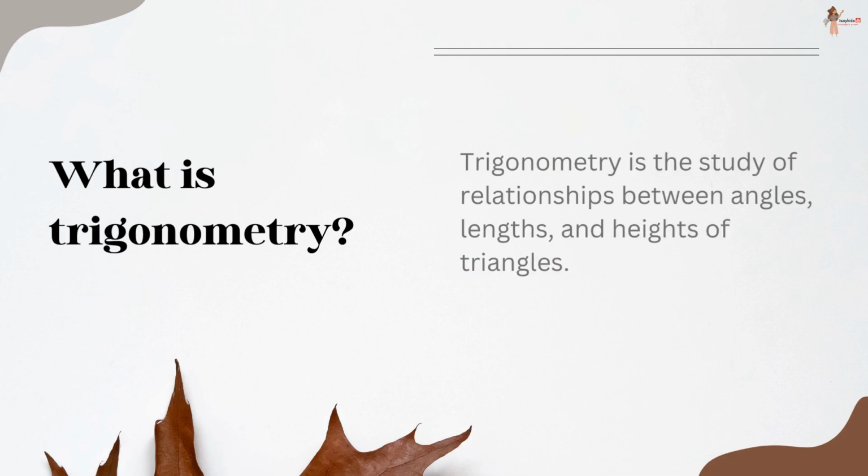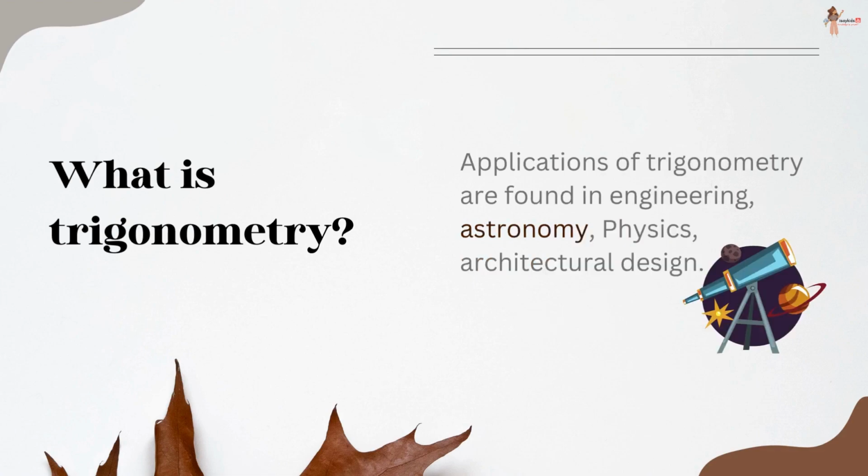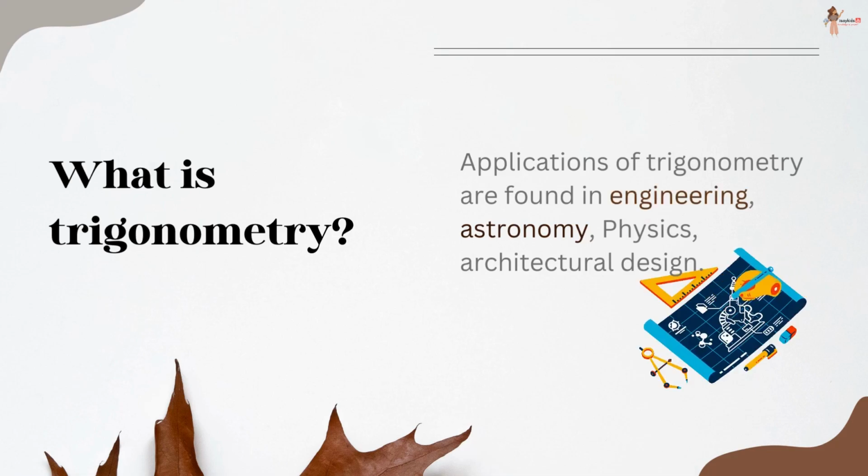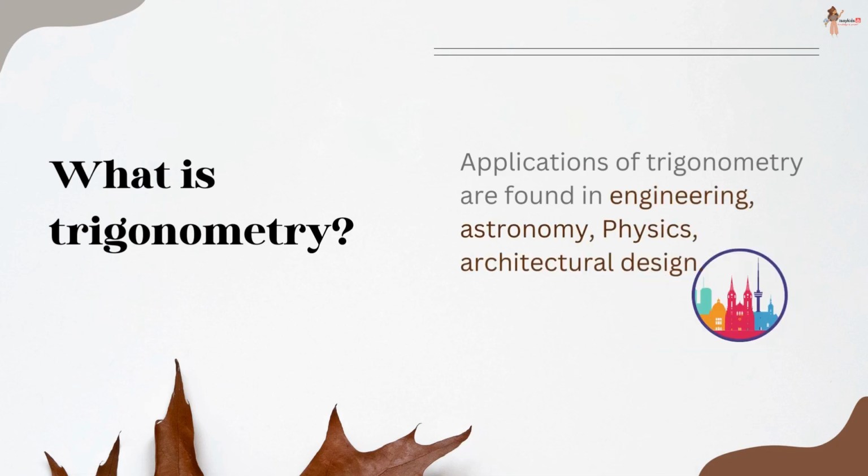Trigonometry is the study of relationships between angles and sides of a triangle. Trigonometry developed in India for the same reason that it did in the rest of the ancient world, to solve astronomy problems. Applications of trigonometry are also found in engineering, physics, and architectural design. Now, that was the literal meaning of trigonometry.